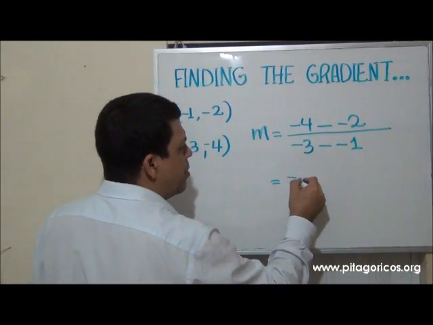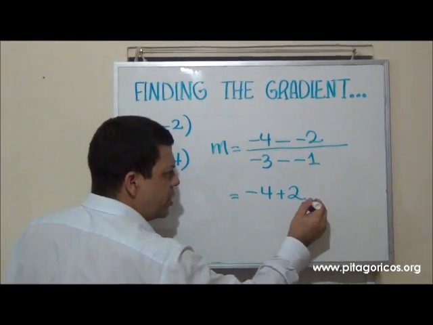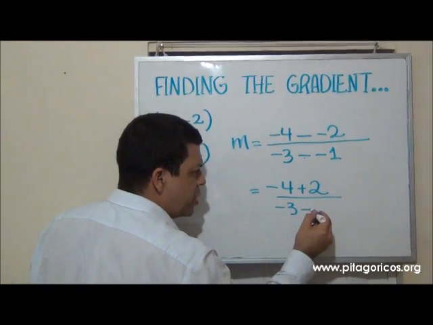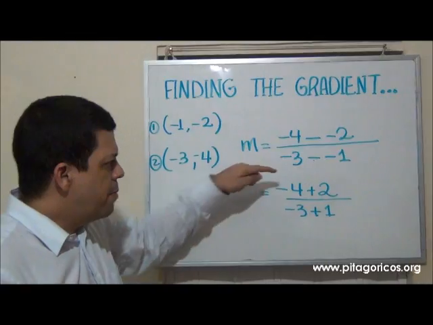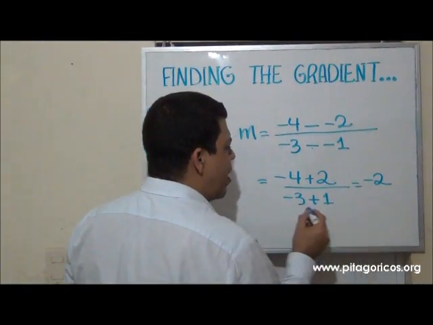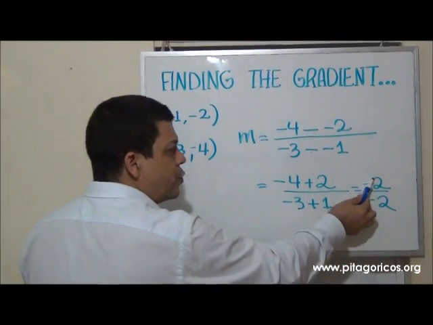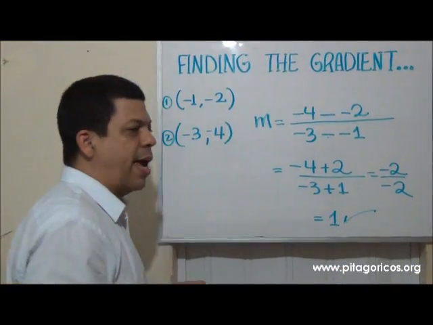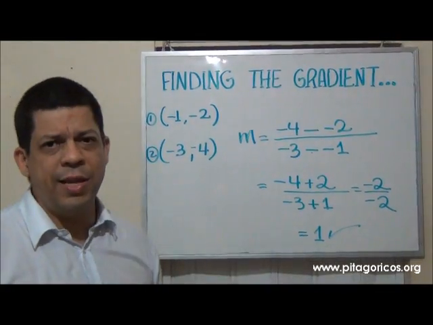What I have is what? Minus 4. Remember that negative is positive, so positive 2, and then I have minus 3, and then negative is positive also, so it's positive 1. What I have is what? Minus 4 plus 2 is minus 2, and then minus 3 plus 1 is also minus 2. Minus 2 divided by minus 2 is 1. So my gradient is again 1. Did you see that you have to take into account the signs?